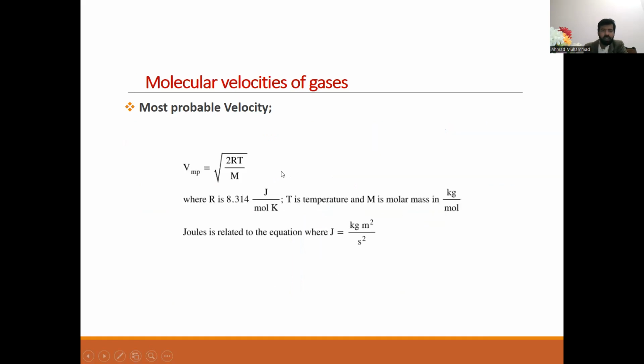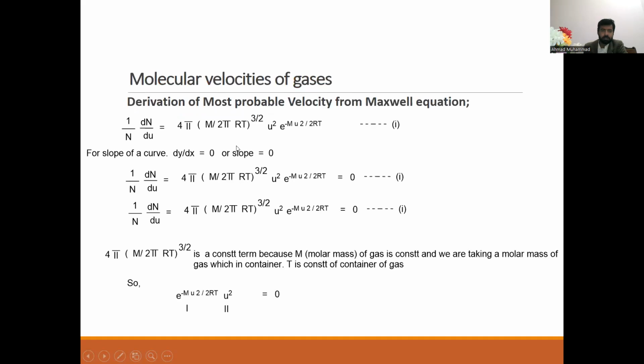For the most probable velocity, we have the equation Vmp is equal to the square root of 2RT over M, where R is the general gas constant, T is the temperature, and M is the molar mass of a gas molecule.